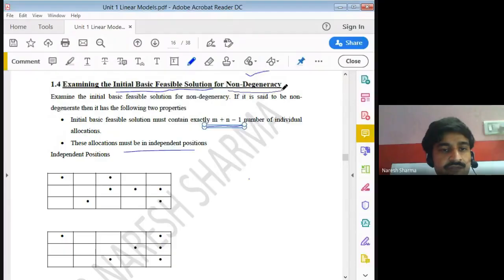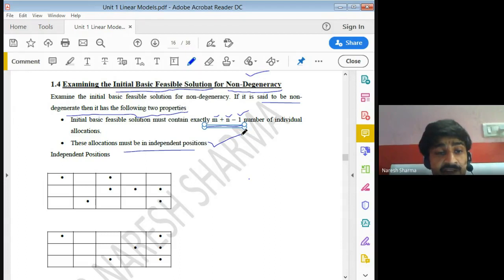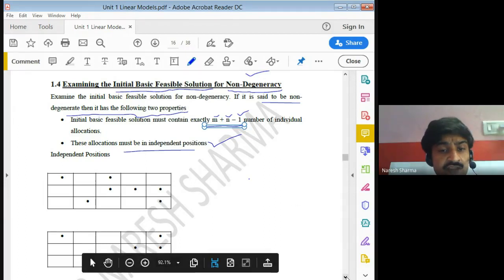A solution is non-degenerate if it satisfies two properties. The first property says that the number of allocations should be exactly equal to, not less than, the number of rows plus the number of columns minus 1, that is m plus n minus 1. Another thing: these allocations must be in independent positions. What does independent position mean here?